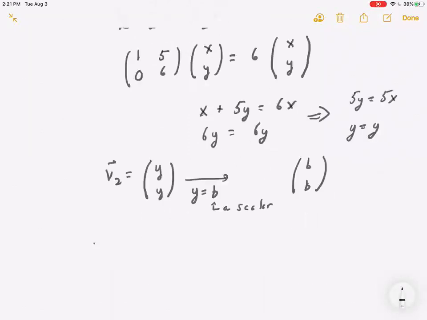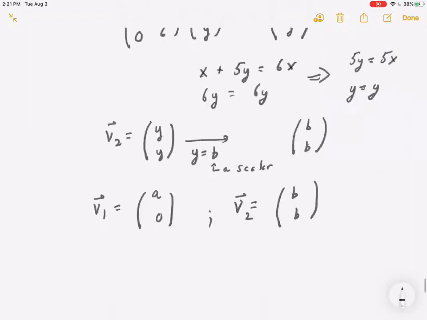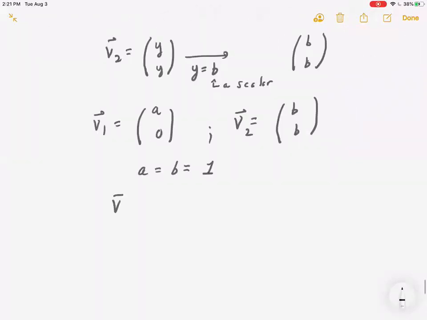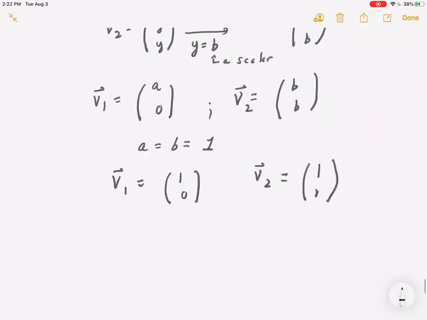And let's summarize. v sub 1 I've found to be this. v sub 2 I have determined to be this. And to make the arithmetic extremely easy, I'll just set those constants equal to 1. Remember, eigenvectors are not unique creatures. They're only known up to an arbitrary constant. Eigenvalues are unique, but eigenvectors are not unique. Okay, so there are my 2 eigenvectors for the problem.